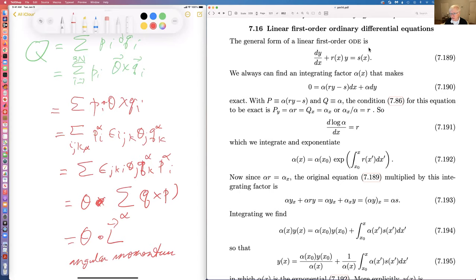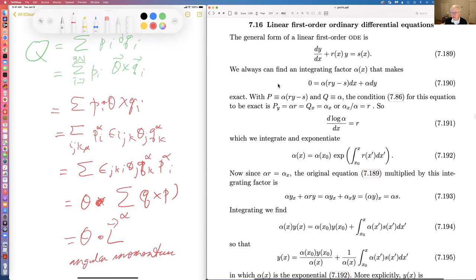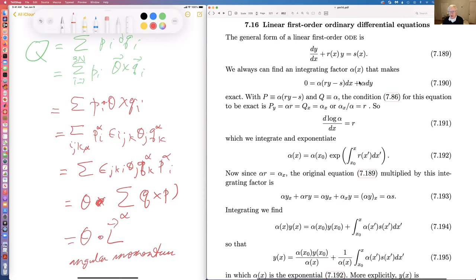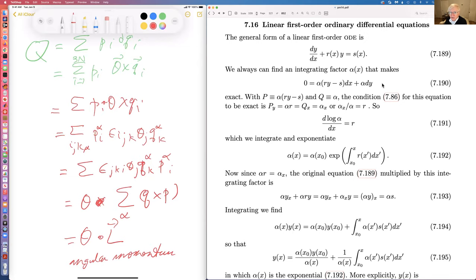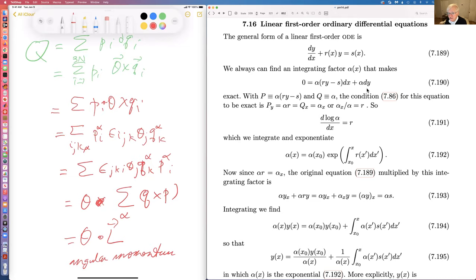So first order means dy/dx. Linear means y occurs only linearly in the derivative, linearly in the function, and then y to the zero over here. So we multiply by alpha and we declare that this is going to be exact. And so we say P is alpha (R y minus S) dx. We multiply both sides by dx. And then plus alpha dy, that's just left over from here. That's all equal to zero.